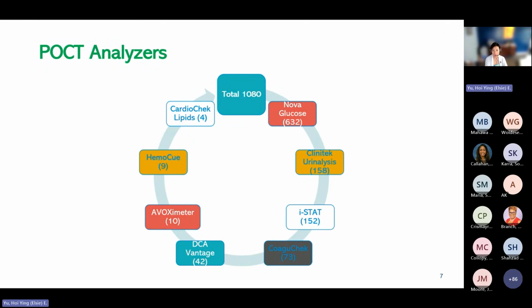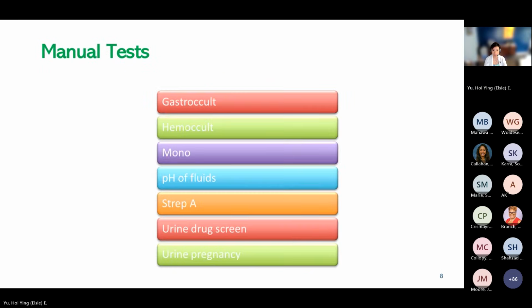Besides iSTAT and glucose meters, we also have Clinitek to do urinalysis testing, and we have CoaguChek to do PT/INR, DCA Vantage to do HbA1c, and a few AVOX meters, HemoQ, and CardioChek lipid tests. We also have manual tests in our system. They include GastroGold, HemoCode, mono tests, pH paper for fluid testing, Strep A, urine drug screen, and urine pregnancy tests.